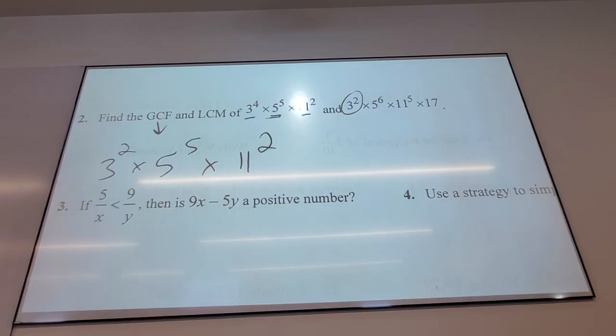You guys with me? Does that make sense? This is the reasoning. So it's so freaking kick-ass. GCF, smallest power on everything. LCM, biggest.